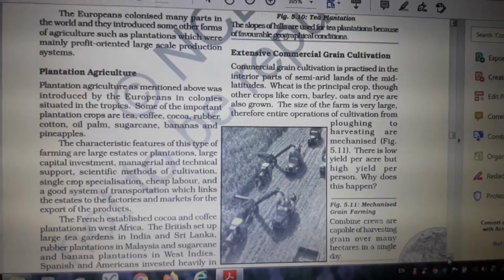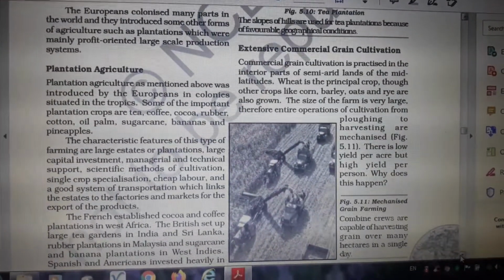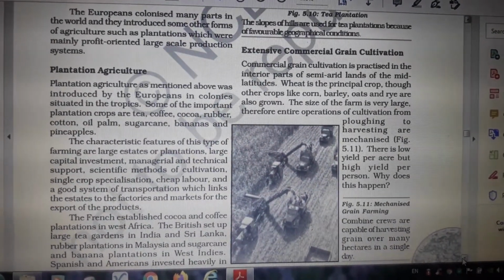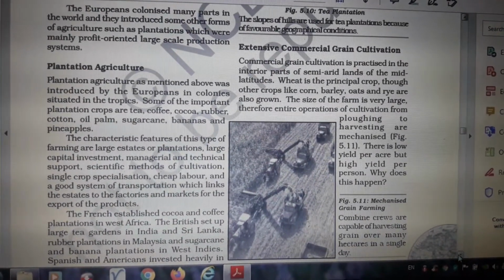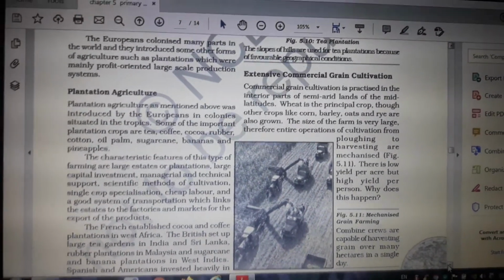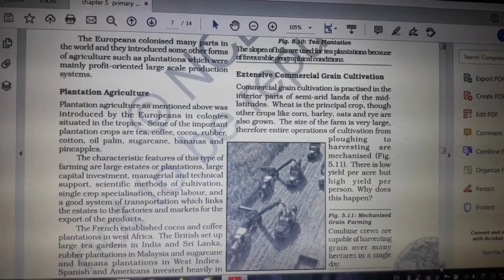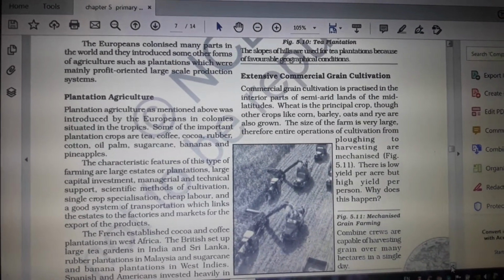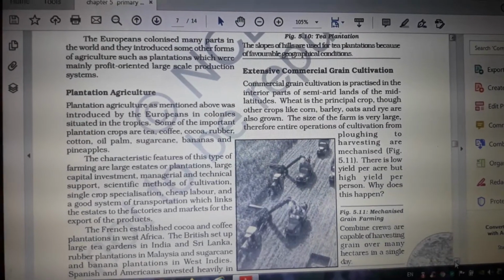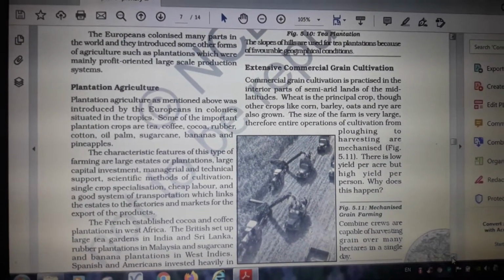Extensive commercial grain farming. This type of commercial grain farming is more common in the northwestern part of North America, Europe and Australia. Each farmer has more than 1,000 acres of land, so at a time they can cultivate a single crop over a vast area. Canada is known as the wheat basket of the world because it is the largest producer of wheat in the world.